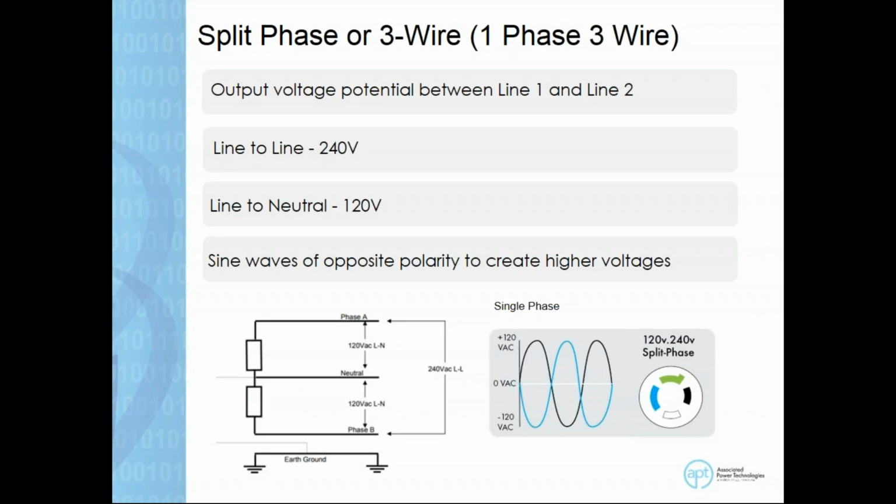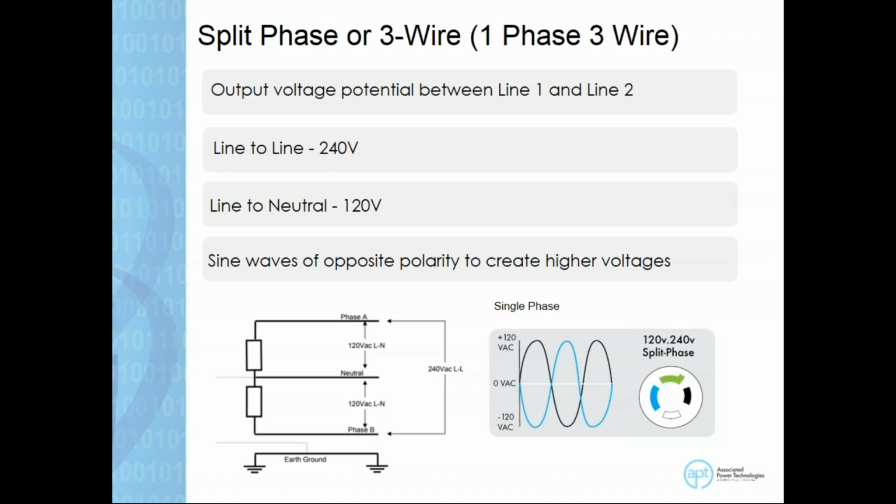Let's talk about the second configuration that you may find in a household environment, which is the split phase power. Now, split phase power is also known as a 3-wire or single phase 3-wire connection. In this configuration, you have line 1 and line 2, which are both providing voltages, and then you have a third wire for the neutral and also a ground available for safety. So when we call it single phase 3 wires, it encompasses line 1, line 2, and a neutral wire.